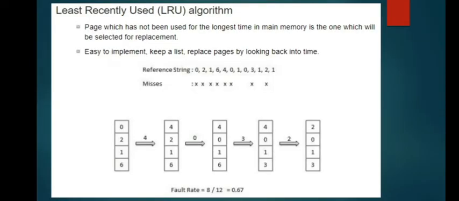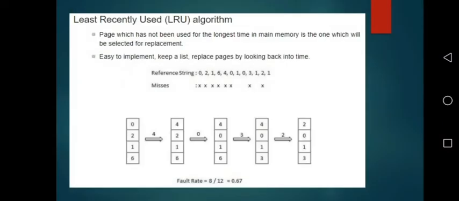Since FIFO replaces the page that has been longest in your main memory, the least recently used are those pages that have not been used for the longest time in your main memory. It is easy to implement. Again, you keep a list and replace pages by looking back. The least recently used algorithm selects for replacement the page unused longest. It is just the same as FIFO. The only difference is we look back at the time pages were used, the least recently used.